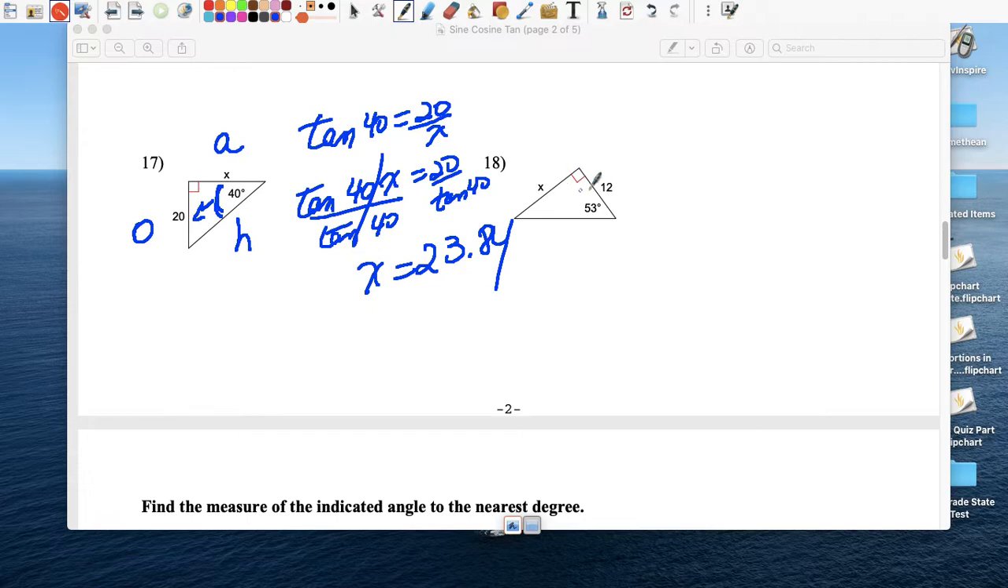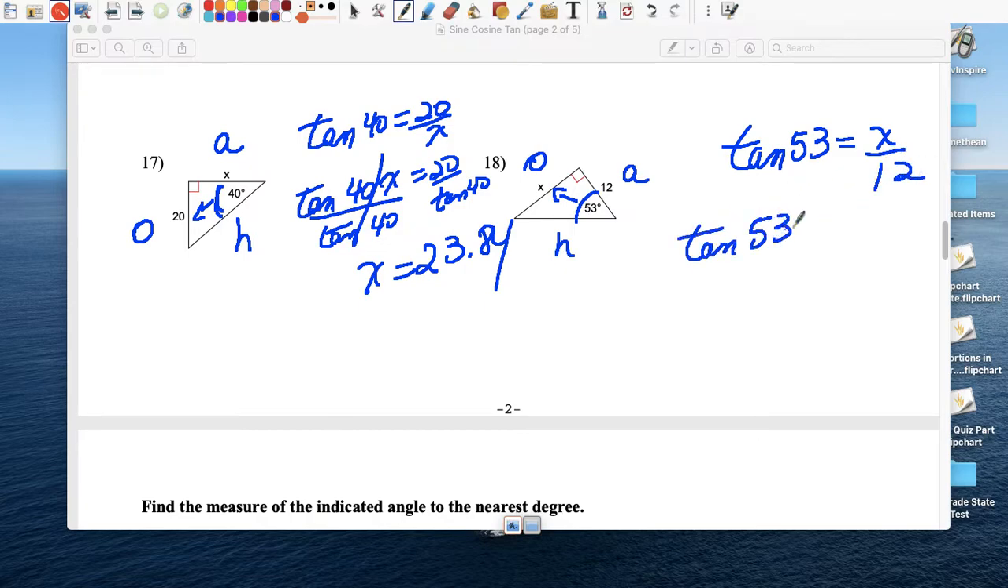Last one, again, the angle is 53, so going that way makes this the opposite. This is the hypotenuse, this is the adjacent, so we want, again, tangent. So tangent of 53 is x over 12. Cross multiply, tan of 53 times 12 equals x. Tan 53, enter, gives you 1.32704 times 12. We're going to get 15.92.